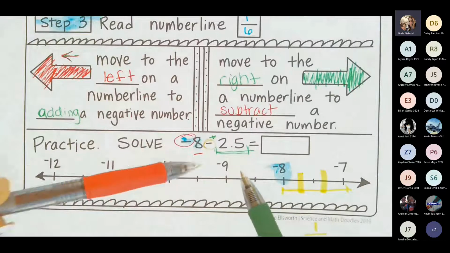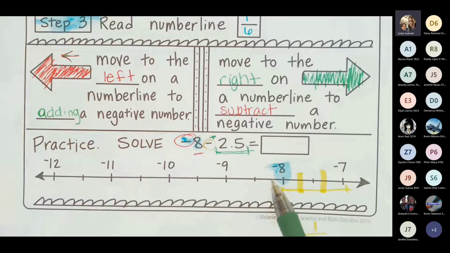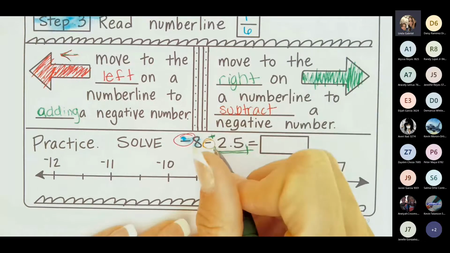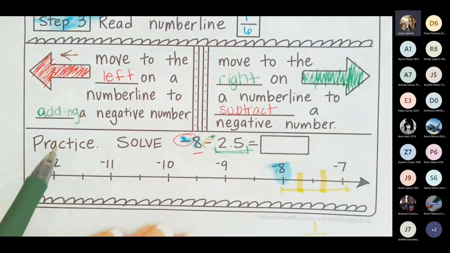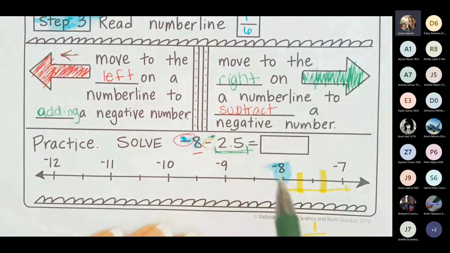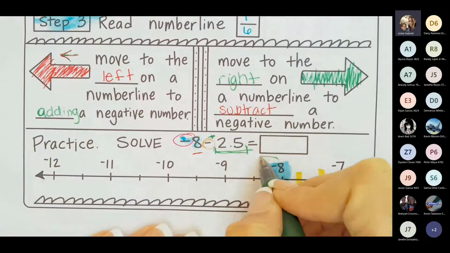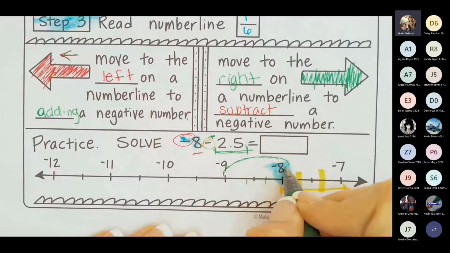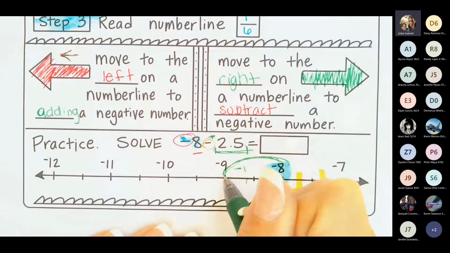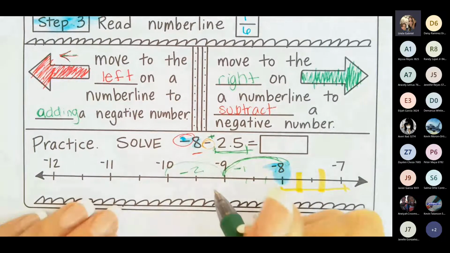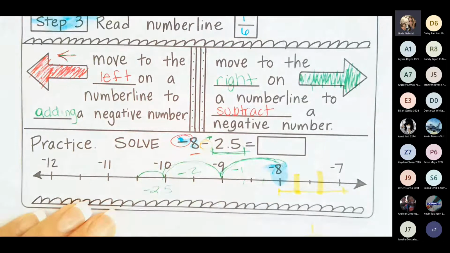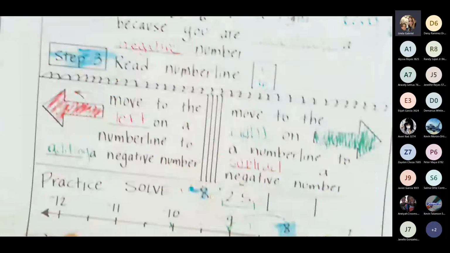I'm subtracting 2.5, so I need to move to the left. That's what our rule told us. If we are subtracting a positive number, we move to the left, right? It actually says adding a negative number, but we are subtracting a positive number. So I'm going to go 1 over, right, 1, 2. It's for a whole 1, so minus 1, minus 2, and then I need to go over another half, so minus 2.5. So now I need to read my number line, right?